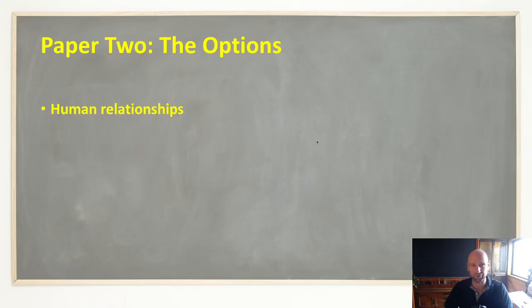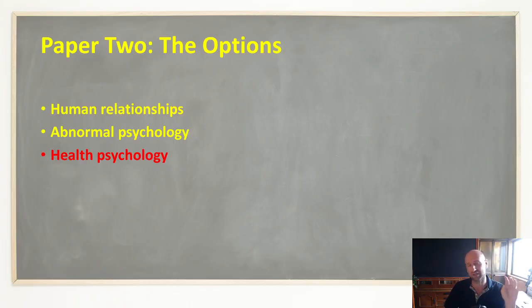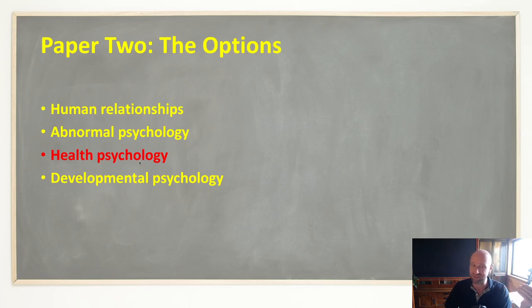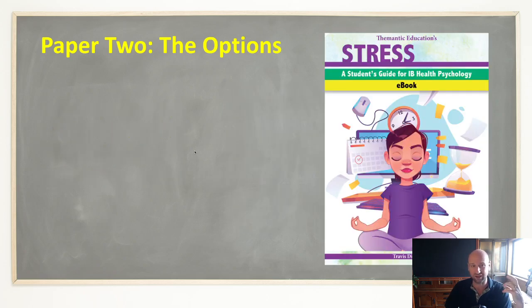Paper 2, quick review. So remember, Paper 2 is about the options, and there are 4 options in IB psychology: human relationships, abnormal psychology, health psychology, and developmental psychology. By far the most popular are human relationships and abnormal. Health psychology comes in third, but if you've got the right materials, it can be really interesting and useful.